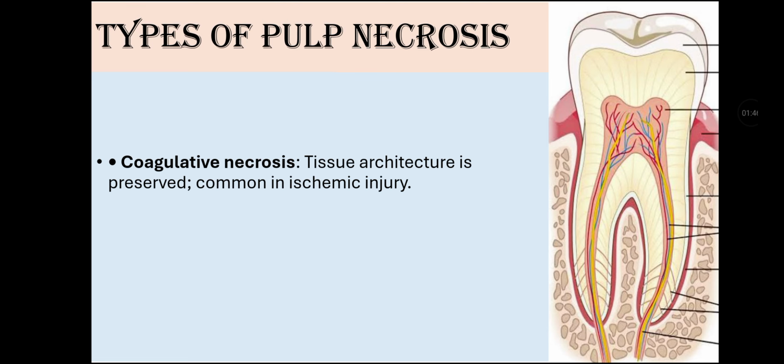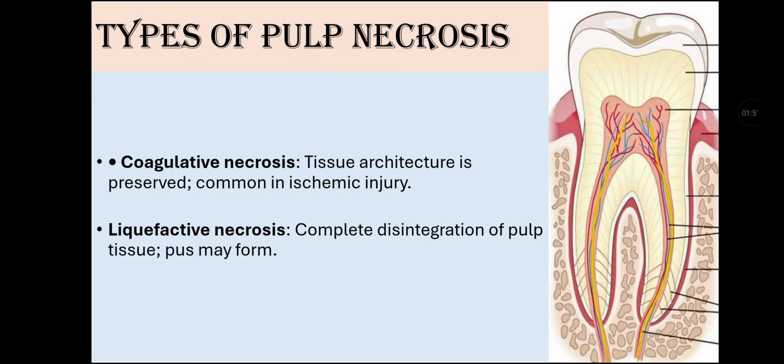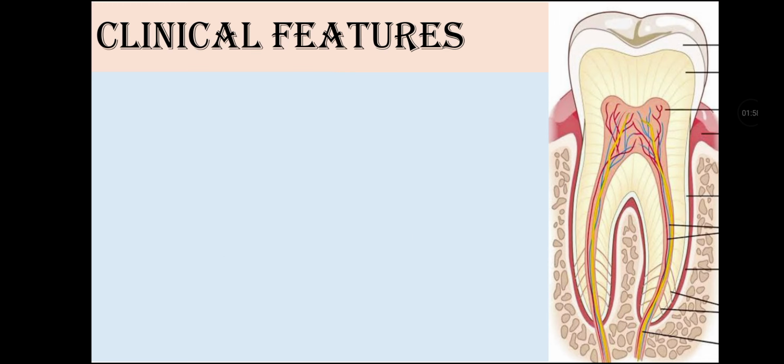Now let's talk about types of pulp necrosis. Pulp necrosis may be coagulative necrosis when tissue architecture is preserved, commonly in ischemic injury, or it may be liquefactive necrosis, that is complete disintegration of pulp tissue, and pus may be formed in this type.